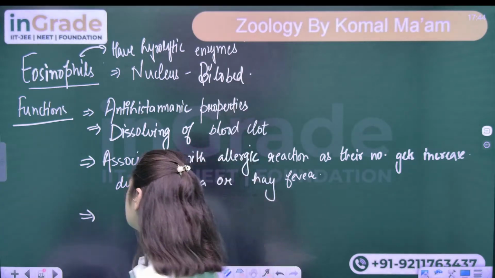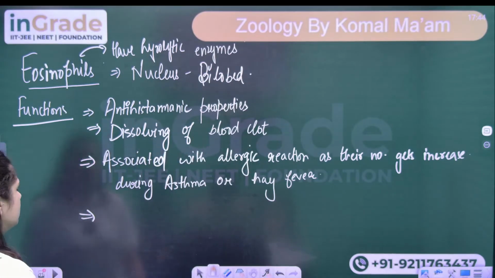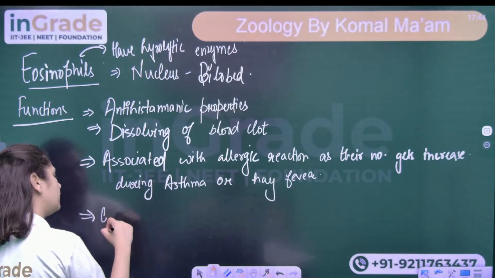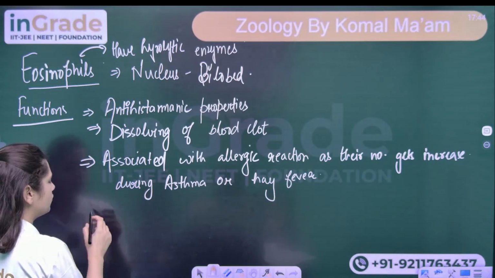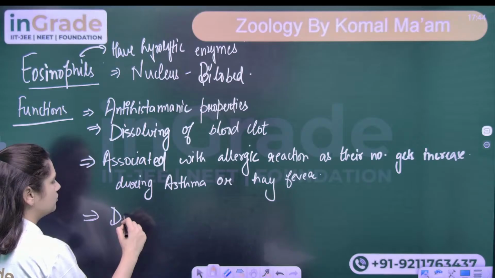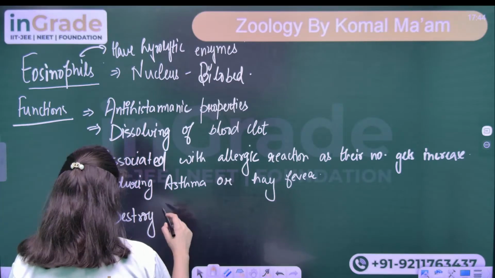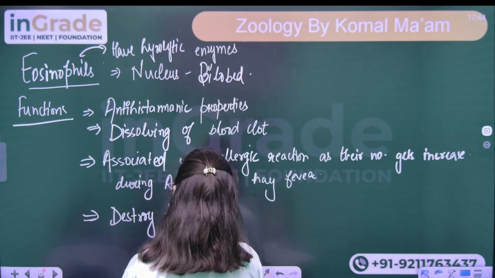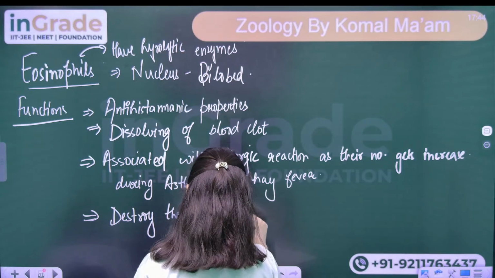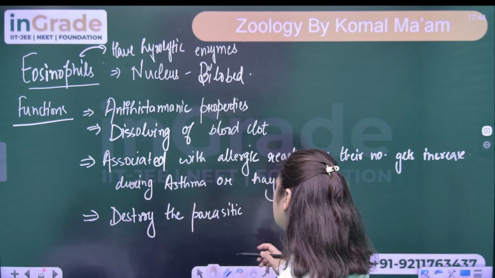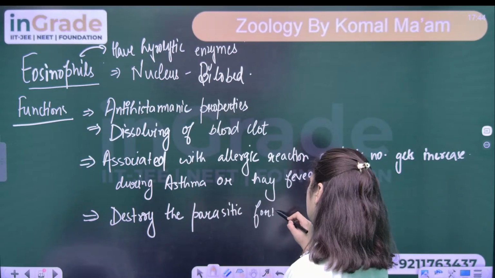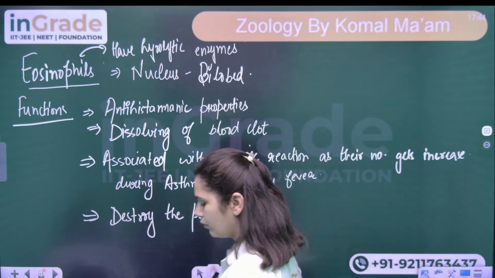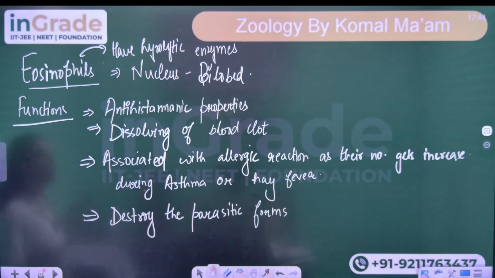Next, they can destroy the parasitic forms. Okay, that's all about eosinophils.